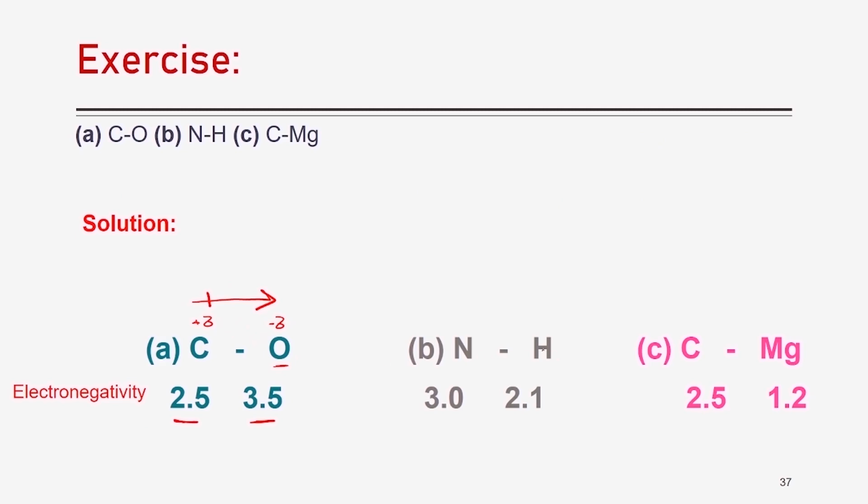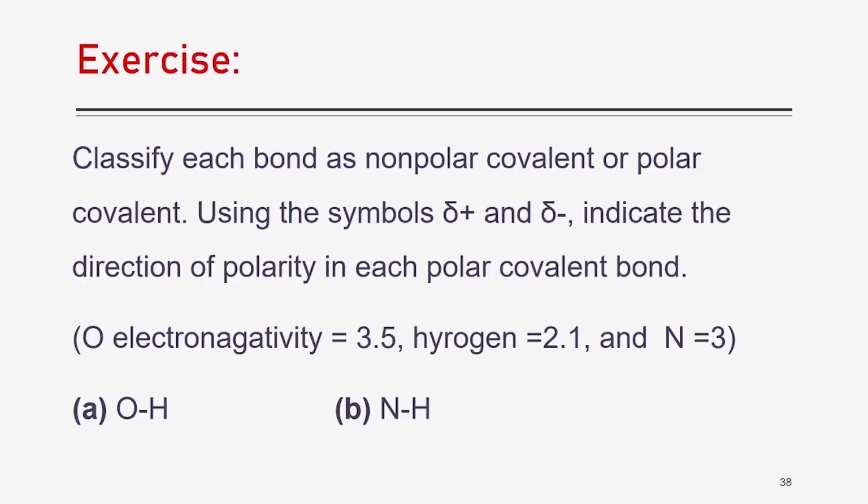For the nitrogen-hydrogen bond, nitrogen has higher electronegativity, so the dipole arrow head points towards nitrogen. Lastly, the dipole arrow in the carbon-magnesium bond points towards the carbon because it is more electronegative. Now let's look at another exercise.